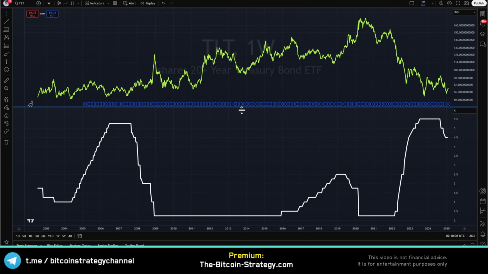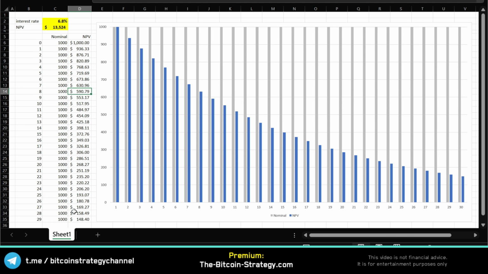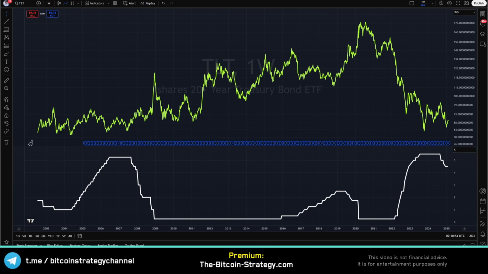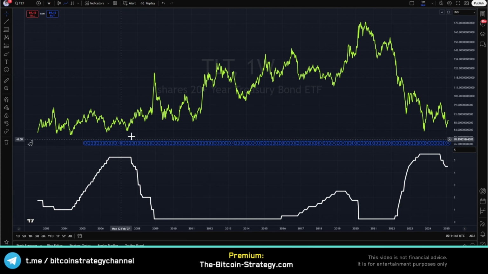Now, do we really see a connection between the prices and the interest rates? So for example, over here, the interest rates went from 1% all the way up to 5.25%. Let's bring out our calculator, our 30-year treasury bond. With a discount rate of 1%, the net present value of the future cash flows is 26K. This is how much our imaginary bond should be worth. If now interest rates go up to 5.25%, then the net present value of our bonds should go down to $15,728. A huge drop.